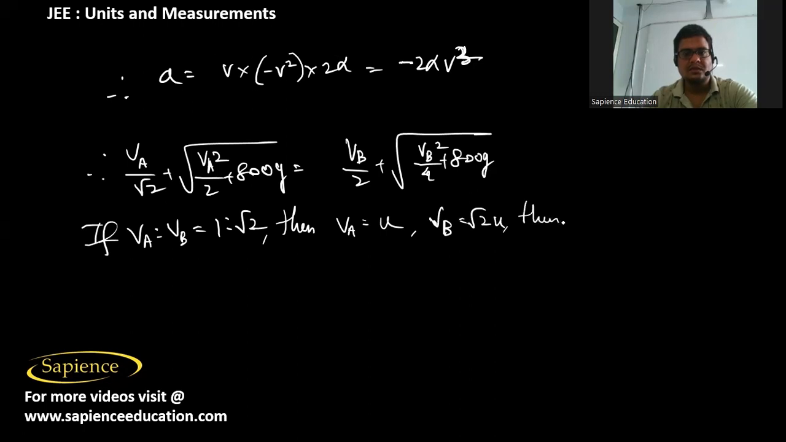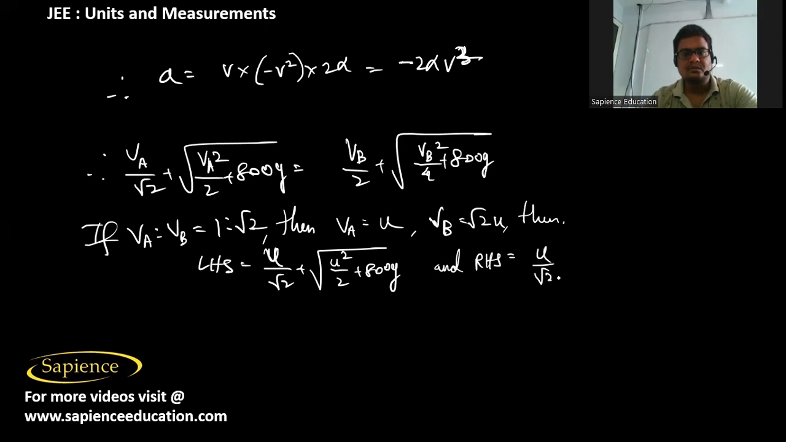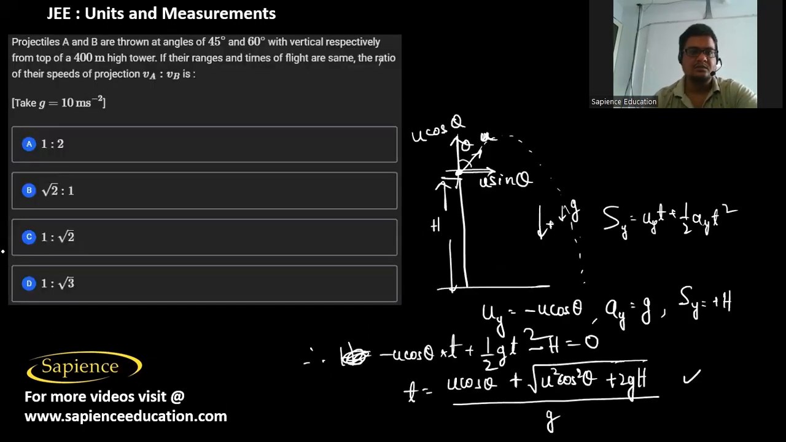So then the left hand side will be u by root 2 plus root over u square by 2 plus 800g, and the right hand side will also come u by root 2 plus square root of 2u square by 4, so u square by 2 plus 800g. So it means the right hand side and left hand side will come the same if we take va is to vb as 1 is to root 2. So hence option C is the correct answer.